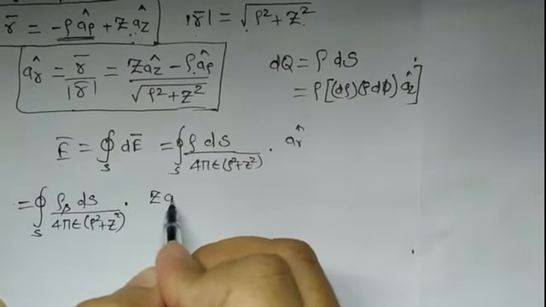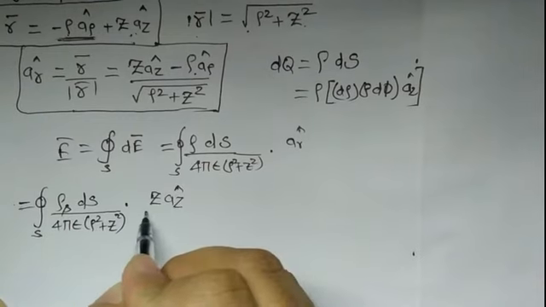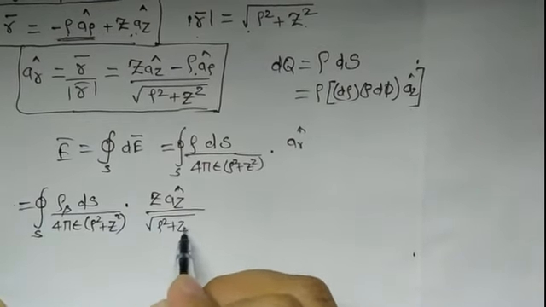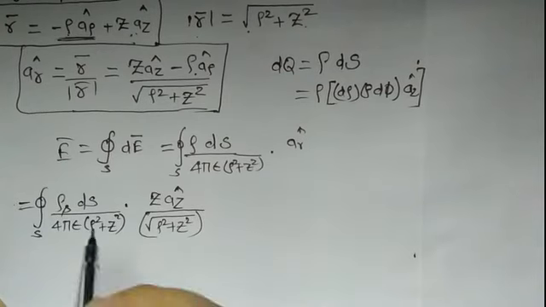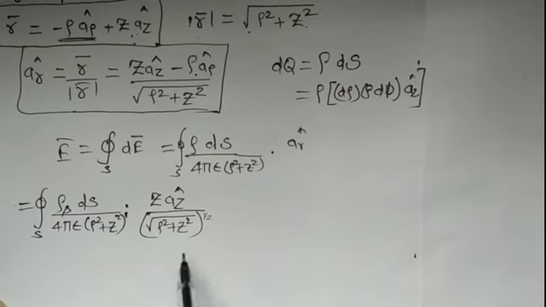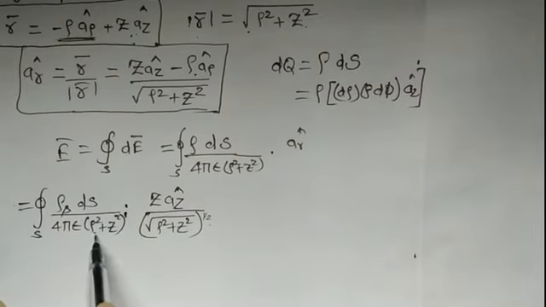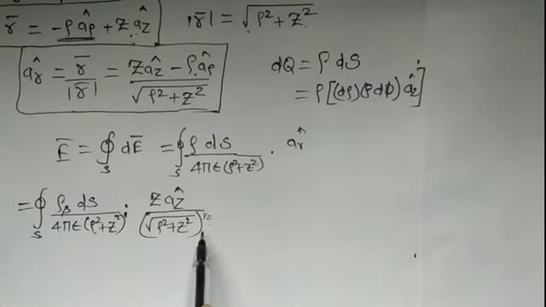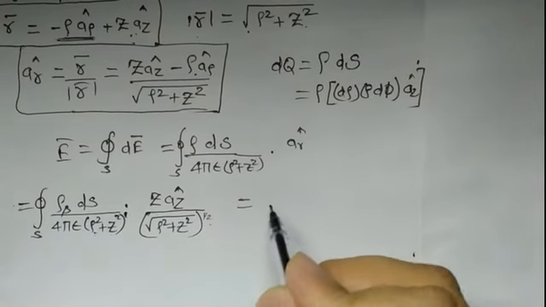Now here I am neglecting the radial component, so leaving behind z into a z cap divided by rho square plus z square. Here the power is 1 and here the power is 1 by 2. The base is the same, rho square plus z square, so the total power will be 1 plus 1 by 2, which equals 3 by 2.